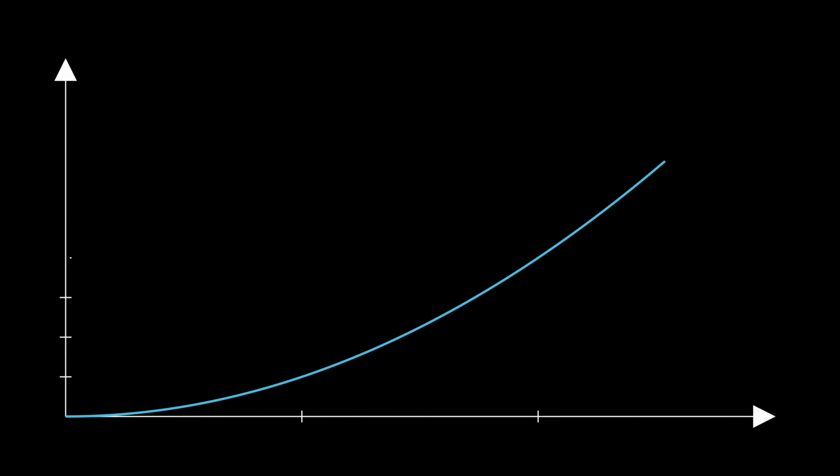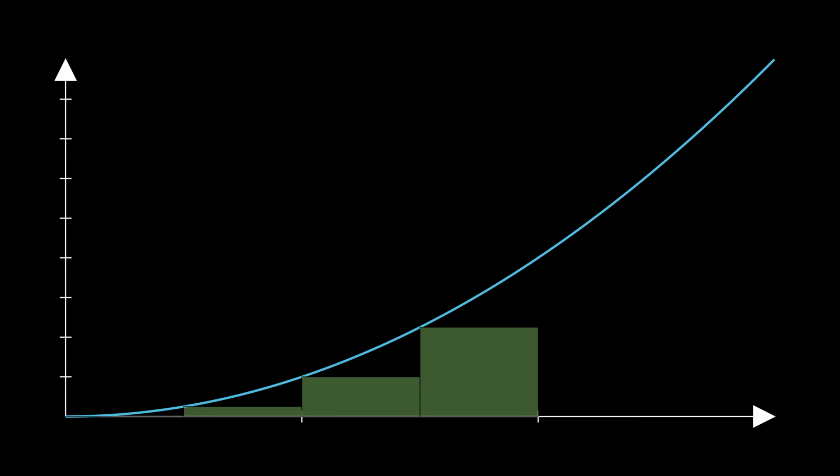Integrals are also defined using limits. The area under a curve is approximated by Riemann sums, and the exact area is the limit as the rectangle widths approach 0. Here we see how using more rectangles gives a better approximation of the true area.